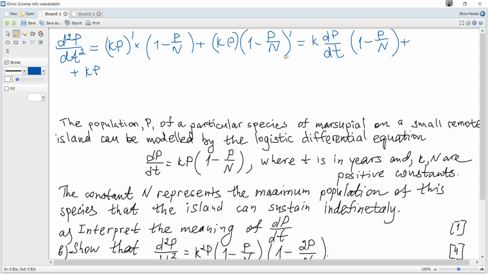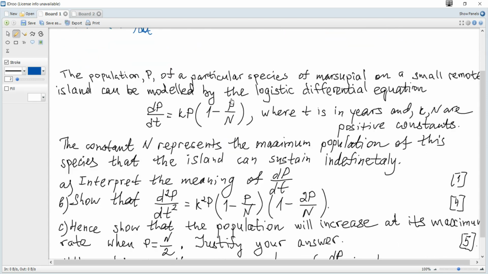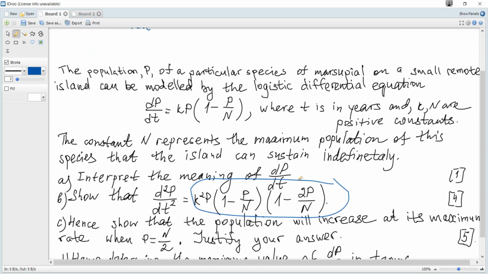P is a function of t, and applying the chain rule, we take the derivative with respect to P. We can see that there is a difference, and the derivative of 1 is 0, minus 1 over N, which is a constant, and the constant is multiplied by the derivative of P, and the derivative of P with respect to P is 1, multiplied by dP/dt. The answer is actually given, and we should get this expression.